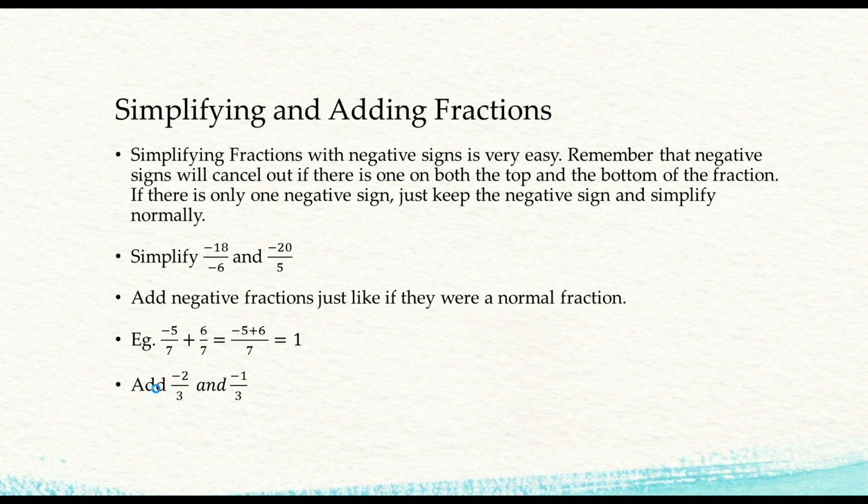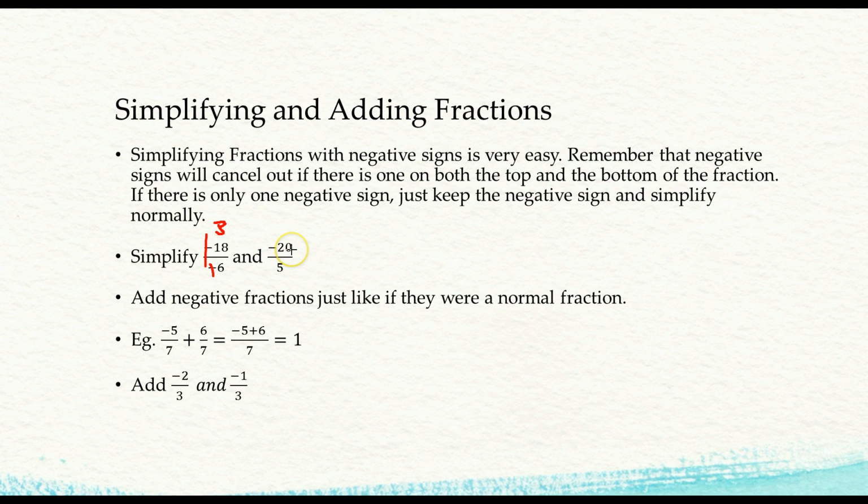Simplifying and adding fractions. Simplifying fractions with negative signs is very easy. Remember that the negative signs will cancel out if there's one on both the top and the bottom of the fraction. And if there's only one negative sign, just keep the negative sign and simplify normally. So let's simplify negative 18 over negative 6. Notice how there's a negative sign on both the top and the bottom. This means that the two negative signs will cancel out, we don't have to worry about them, and this just turns into 3.